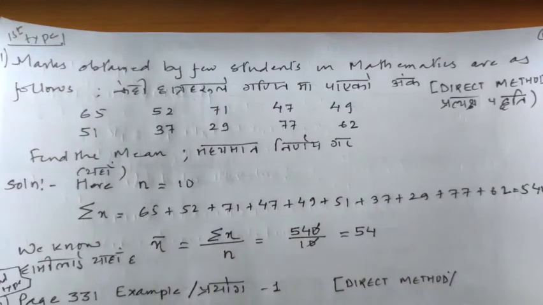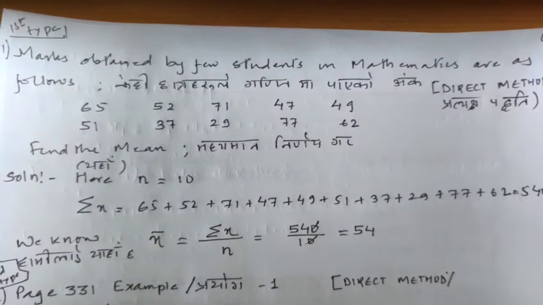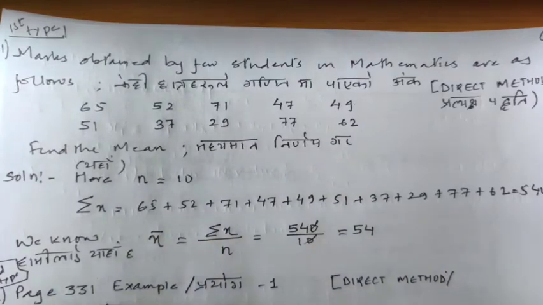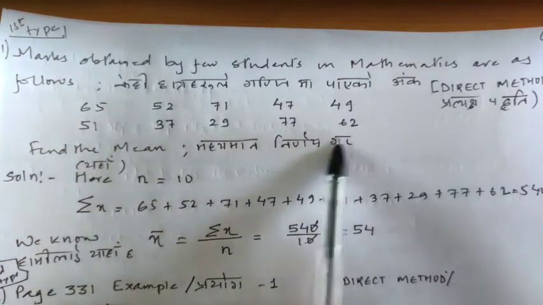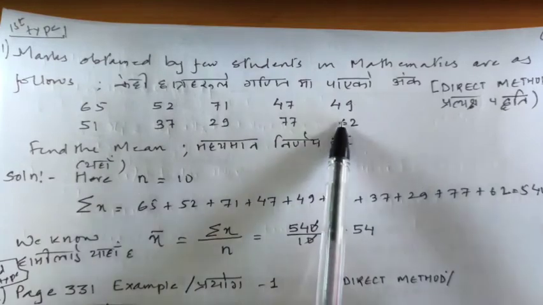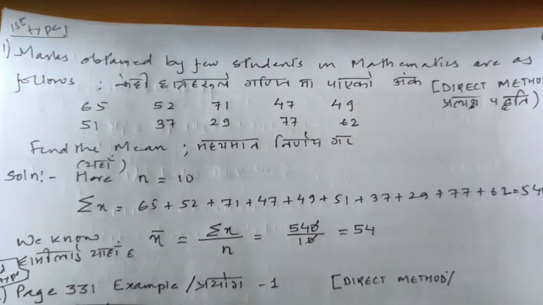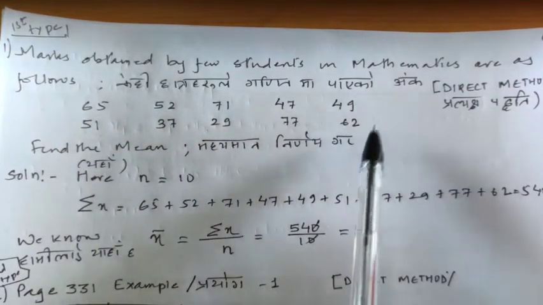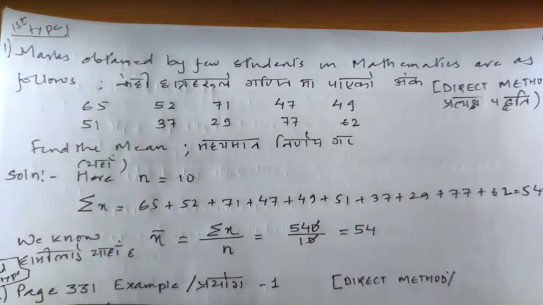Okay. The first question. Marks obtained by a few students in mathematics are as follows: 65, 52, 71, 47, 49, 51, 37, 29, 77, 62. So these values that are given are called your raw data. What is this called? Raw data. So we need to find the mean or the central value of these marks. Some marks were given to us, 65, 52, all these marks were given as raw data, and we need to find the mean. Mean means we need to find the central position.